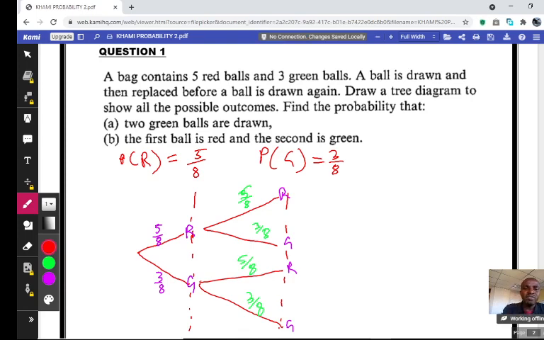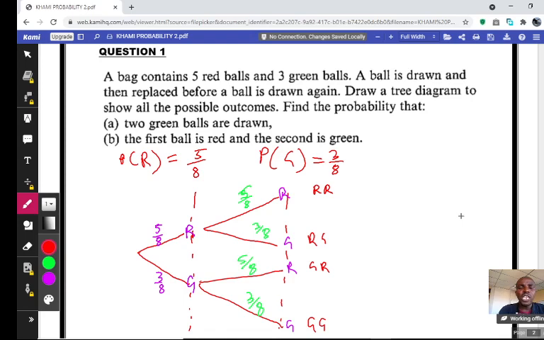Right, so on this first part, you can pick a red followed by a red. On this one, it's a red followed by a green. On this one, it's a green followed by a red. And this one, it's a green followed by another green. Like this. Then with this tree diagram, you can now answer the questions which follow.